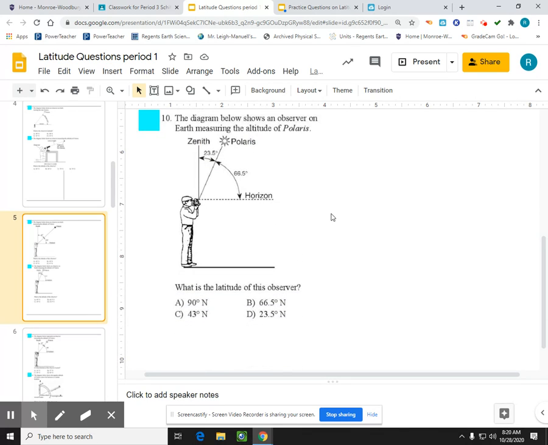In this diagram, the diagram below shows an observer on Earth measuring the altitude of Polaris. We have 66.5 from the horizon, or 23.5 from the zenith down. What is the latitude of the observer? Automatically, we're going to go with the number that we have between the horizon and Polaris, 66.5 degrees north.